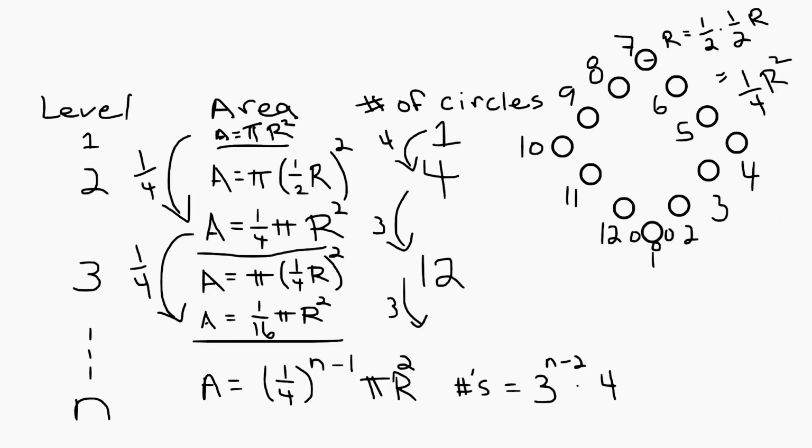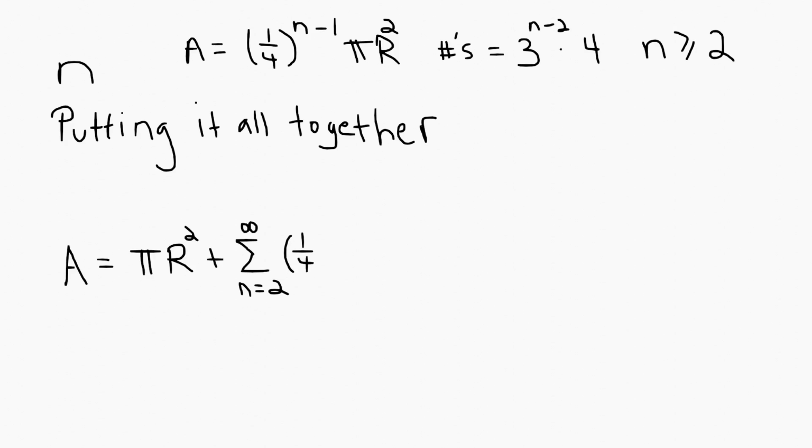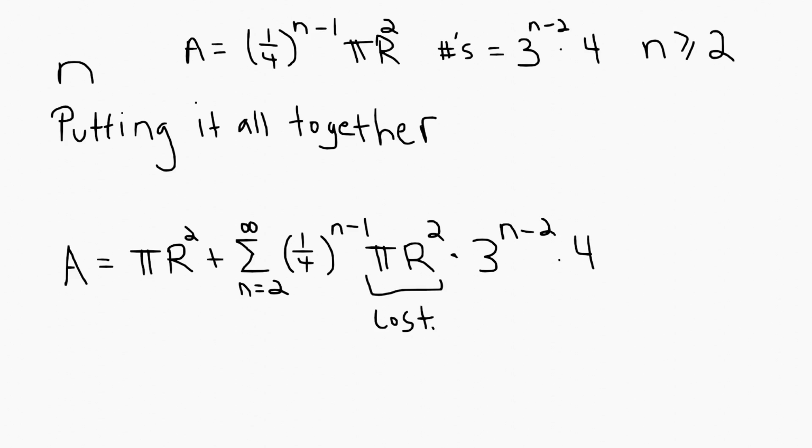And so we can actually write this as 3 to the n minus 2 times 4 when n is greater than or equal to 2. So really the only thing that we can't express is our very first level, so we'll have to keep that in mind when we're calculating our area. And now that's everything we need. So now we're just going to put everything together.